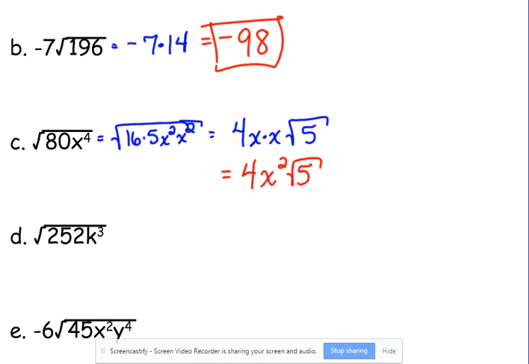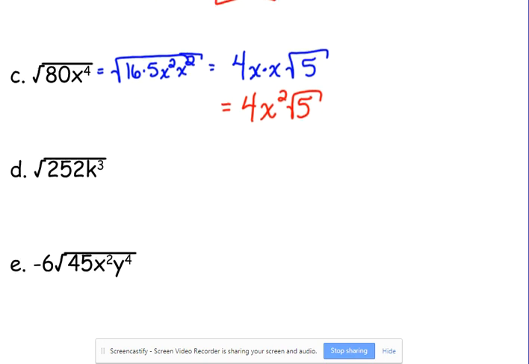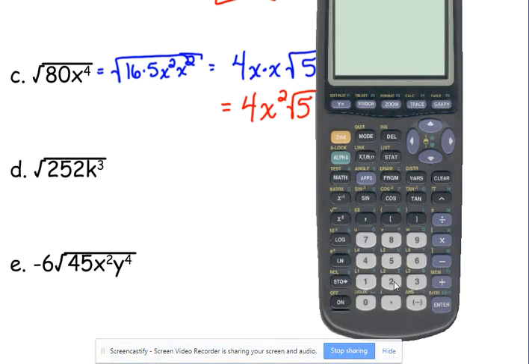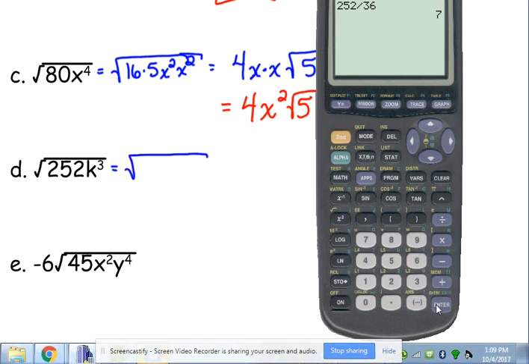Now, you technically don't have to do that to simplify the variable part. Okay, technically you can just divide the exponent by 2 because we're taking the square root, so 4 divided by 2 is going to give us the 2. But the reason why I write it like that is to help you with something like D. Okay, 252, I don't know, maybe 36. Whew, lucky guess. Okay, so 252 is 36 times 7.